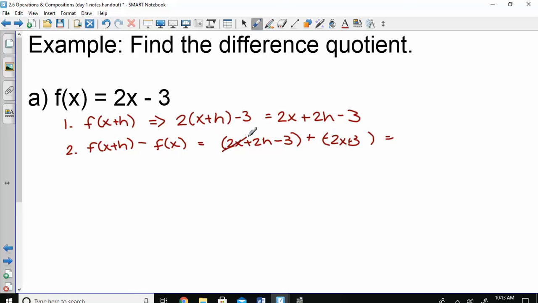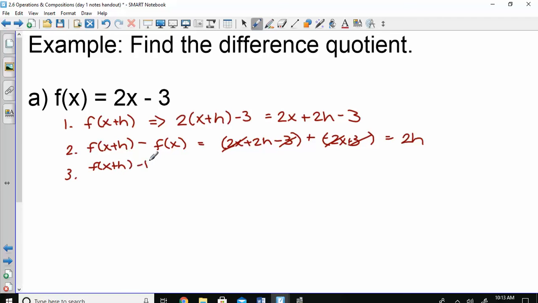Distribute that negative. Then add like terms, but positive 2x and negative 2x cancel. Negative 3 and positive 3 cancel. And all we have left is a 2h. That's going to be what happens every time on that second step. A bunch of stuff will cancel out.